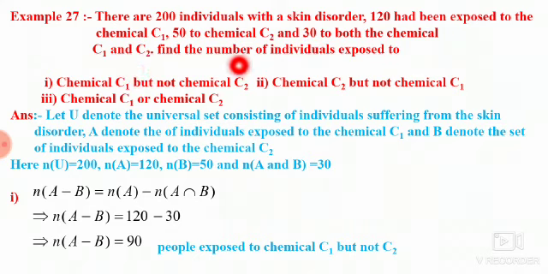We should find the number of individuals exposed to chemical C1 but not chemical C2, that is n of C1 minus C2, and the number of individuals with the skin disorder from chemical C2 but not chemical C1, that is n of C2 minus C1. And the last question is the individuals exposed to chemical C1 or chemical C2, that is n of C1 union C2.